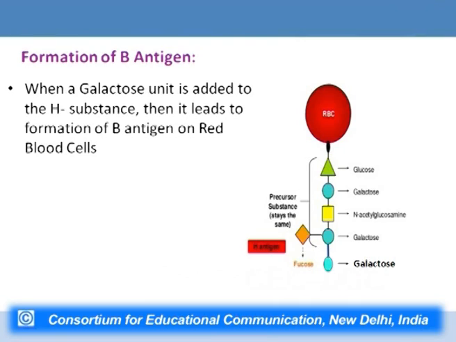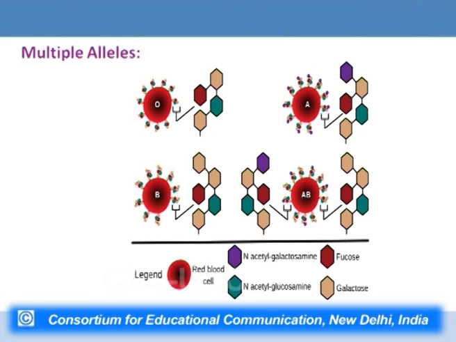However, when this substance stays as such, that is, there is no modification by addition of N-acetyl galactosamine or addition of galactose, then it leads to formation of individuals who are having O blood type or O blood phenotype.